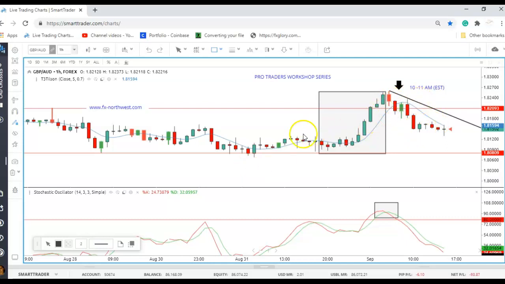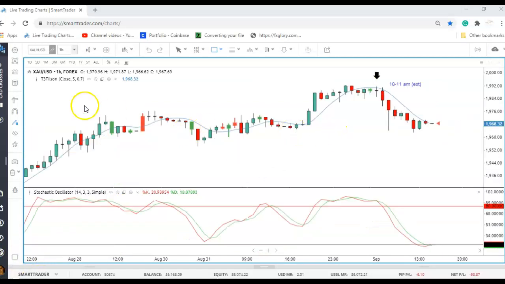Let me just show you a few more. Let me show you gold, because gold does this a lot. So here's gold. From the start of the Asian market and European session, it put in about 266 pips. Notice that before the New York session opened, it just stalled out. And then around 10, 11 o'clock Eastern, it just collapsed and headed south.